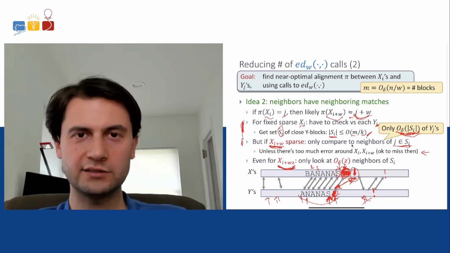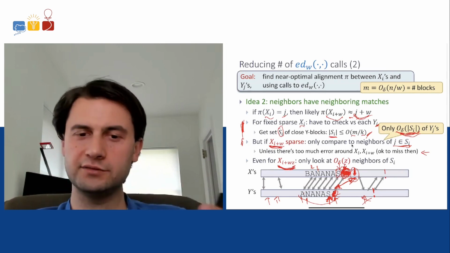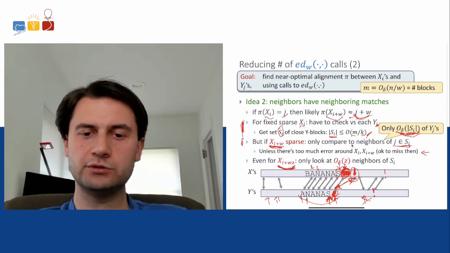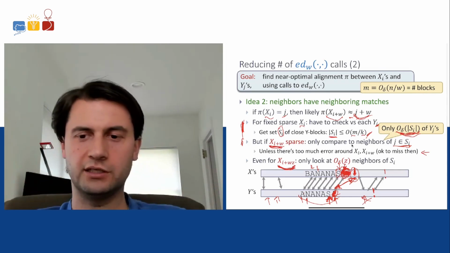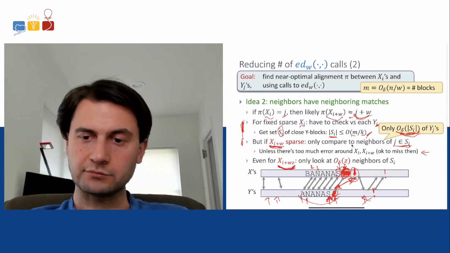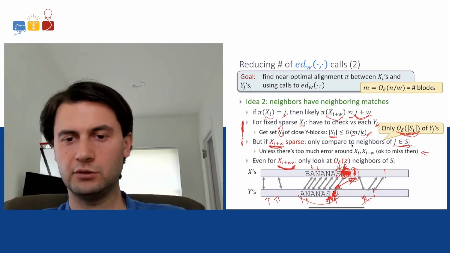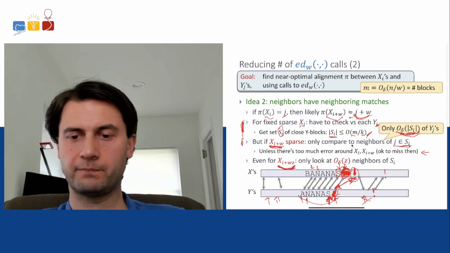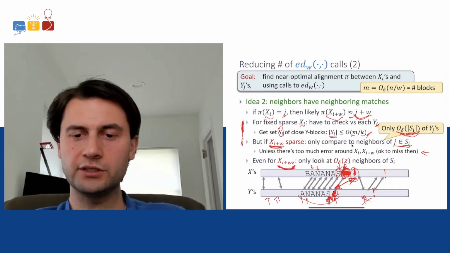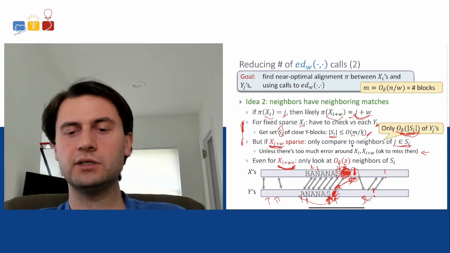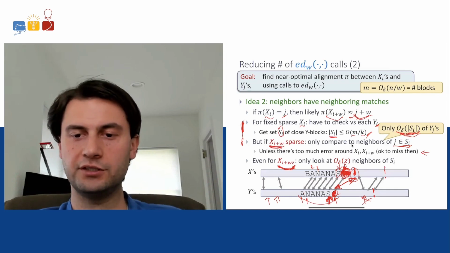Remember that X blocks are non-overlapping of length W. So let's take one which is Z positions away, where Z is a big number. What we can do is still try to use what we'll call extension from this S. But now, instead of looking at just neighbors of S, we need to account that this exclamation mark here is a distance Z from this S here.